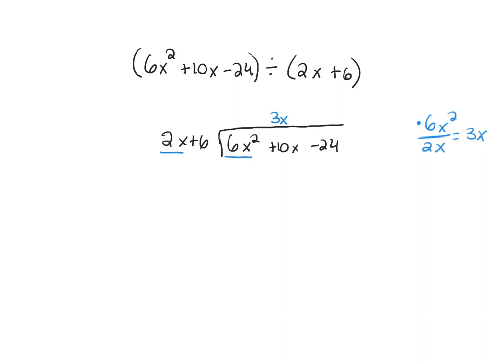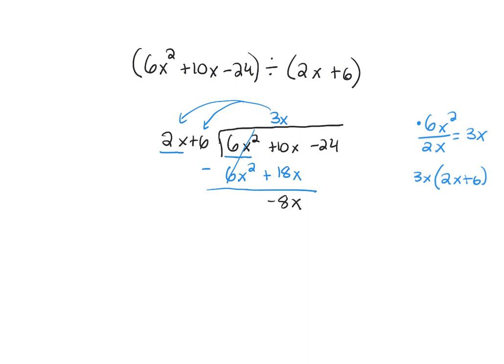And now you have to multiply 3x times both of those. So 3x times 2x plus 6. So you will get 6x squared plus 18x. And then just like normal long division, we then subtract. Your first term should always match up and cross off. And now I've got 10x minus 18x, which is negative 8x. And then we bring down the next term, minus 24.